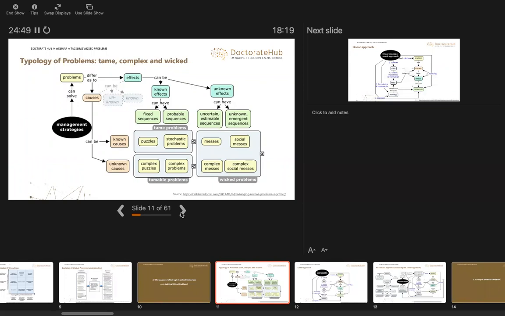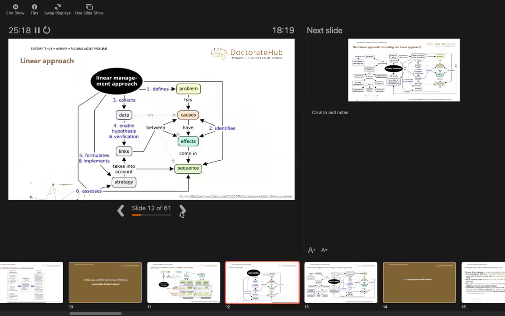Now, if you look here at the right side down, the more you go to the right side, the messier it becomes, the more unclear it becomes. You might have uncertain estimable sequences, you might have unknown emergent sequences, and you might have unknown causes. So the more you go to the right side down, the more complex and unclear it becomes, and the more problematic it will be to work over linear cause and effect relations only.